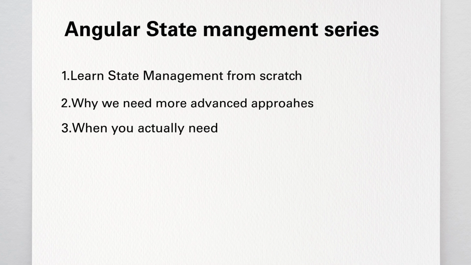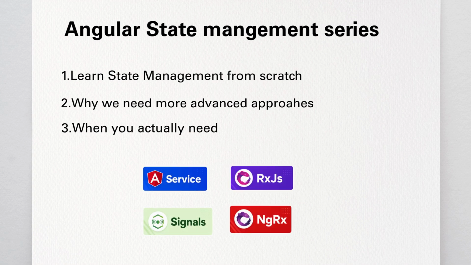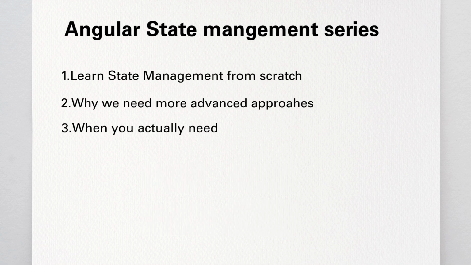In the last video, we talked about what state management actually means, and we looked at four different approaches we can use when managing state in Angular, that is, services, RxJS, signals, and NgRx. Now, I know many tutorials jump straight into NgRx as soon as they hear the word state management. But in this series, we are going to build our understanding from the ground up. We will start with the simplest approach, see what problem it solves, and then gradually understand why we need more advanced approaches as our application grows.